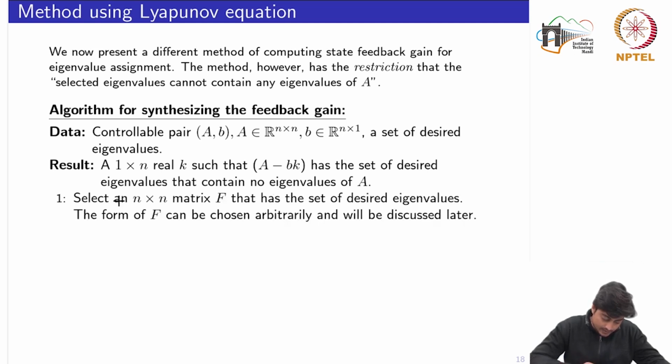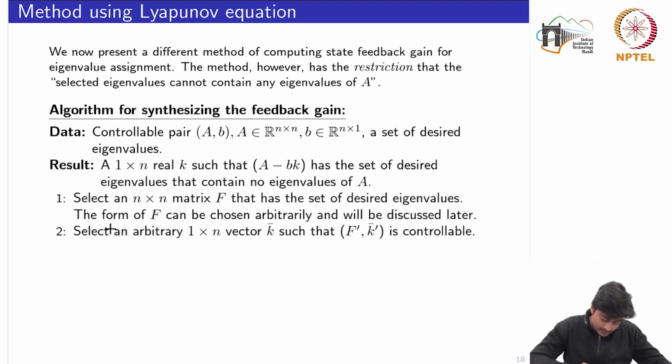So the first step is we select an n cross n square matrix F that has the set of desired eigenvalues. Now the form of F can be chosen arbitrarily, and we'll be discussing after the justification what F matrix you can select. The second step is to select an arbitrary 1 cross n vector k bar such that the pair F transpose and k bar transpose is controllable.